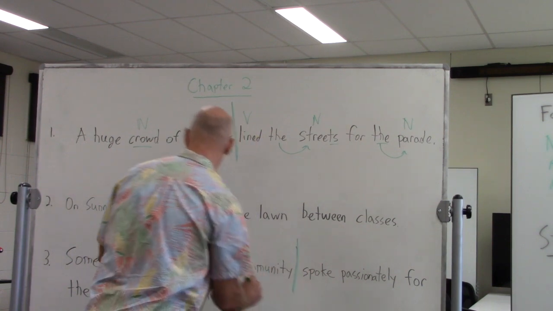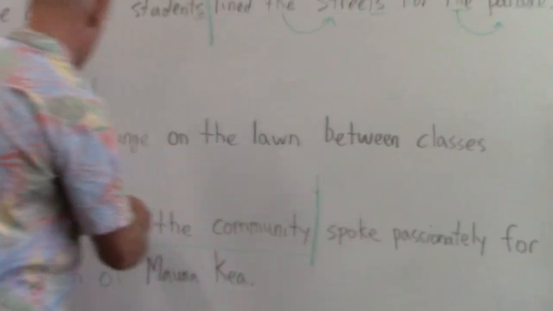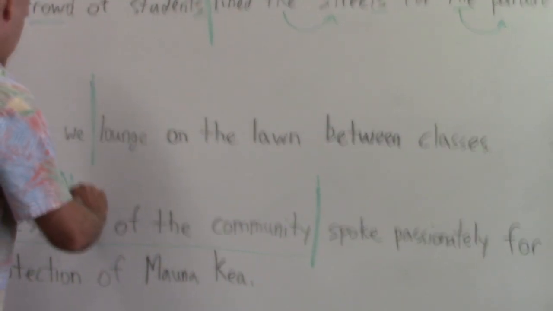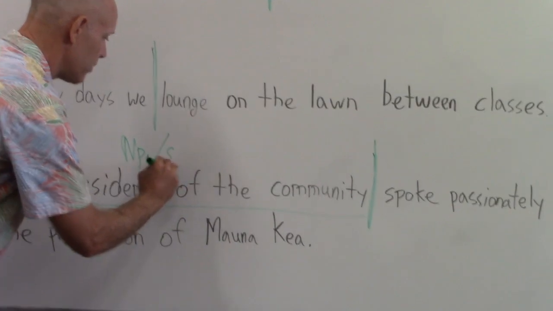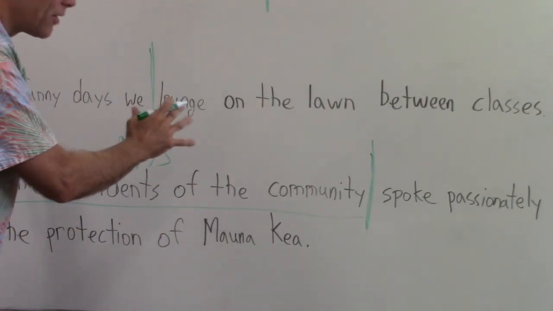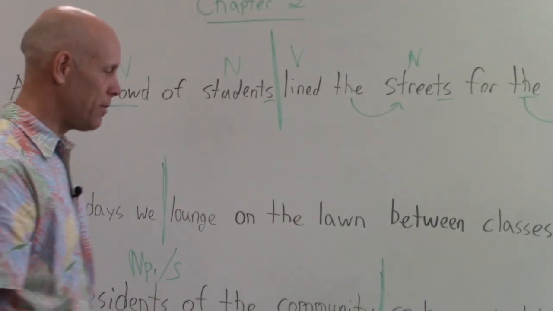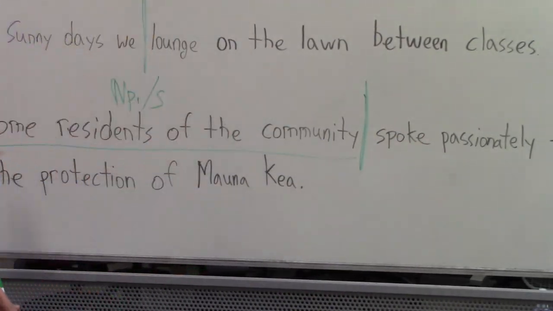Here's our whole thing here, right? This whole thing is going to be noun phrase 1. This is the subject. These are the people. Noun phrase 1 subject is how you label that. This is the thing that's doing the action. What did they do? They spoke passionately. Okay, and we'll get to all those little words later on in further chapters.